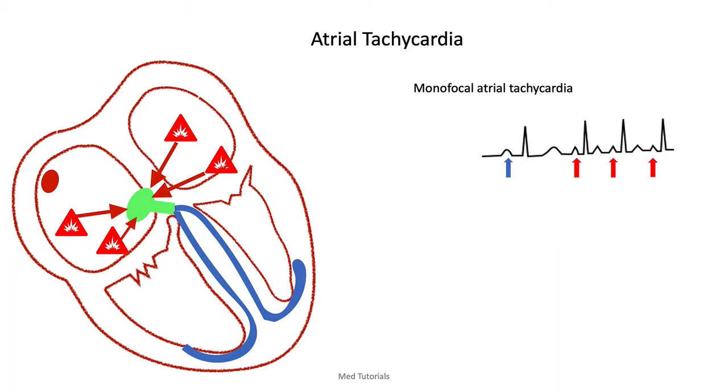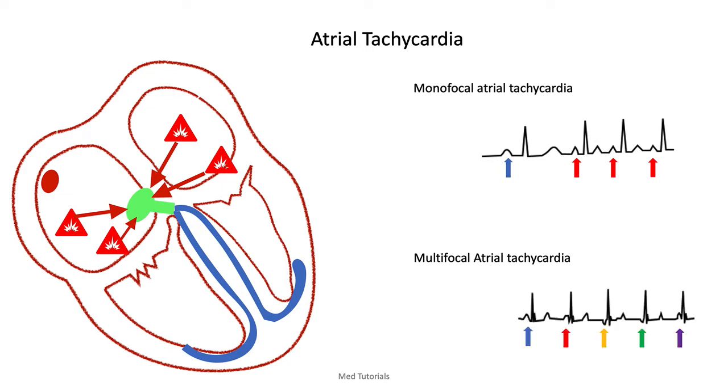Now sometimes what happens is you can have multiple foci in the atria which send impulses. This is known as multifocal atrial tachycardia. Now if you look at this ECG, if you see the P waves, they're all different in morphology. That's because the atrial impulse focus is originating at different areas in the atria.